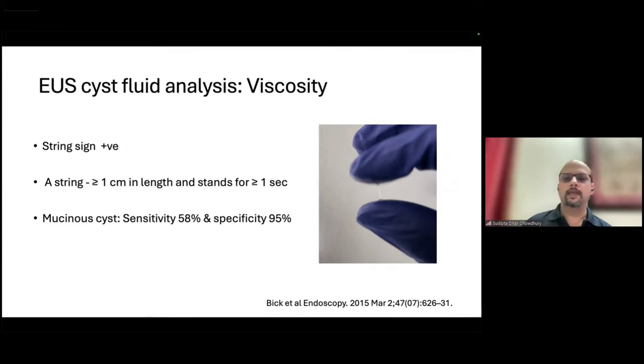The string test involves either taking two slides, putting a drop of the aspirate between them and separating the slides, or putting it between two gloved hands and separating them out. Now, if you see a string of more than 1 centimeter in length, which stands for more than 1 second, then this is a positive string test. The sensitivity of this to identify mucinous lesions is 58%, but the specificity is 95%. So this is a very specific test to diagnose a mucinous cystic lesion.